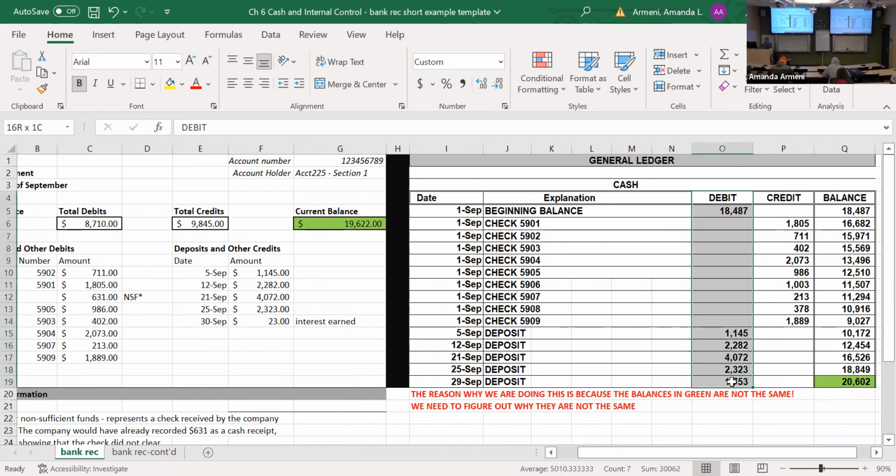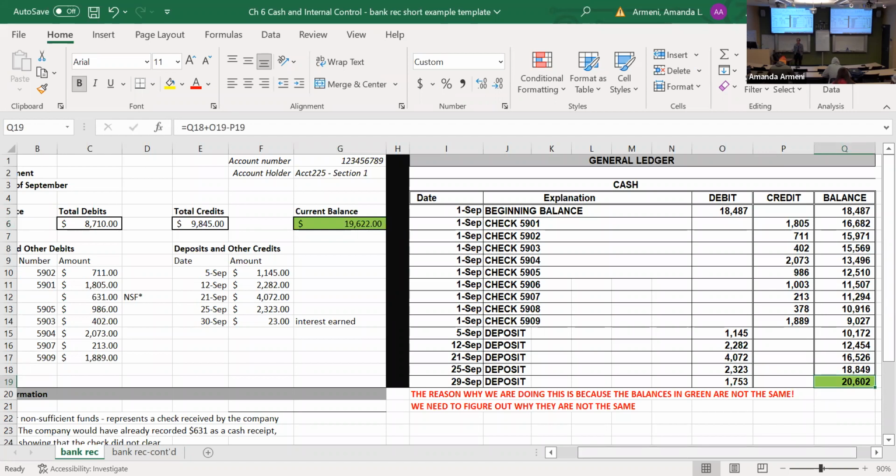Here's all of the debits that we made to cash. Here are all of the credits that we made to cash. So debits mean cash in, credits mean cash out. And what we have to do is figure out why the balances are not the same.